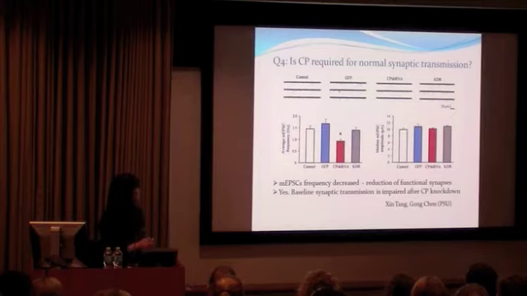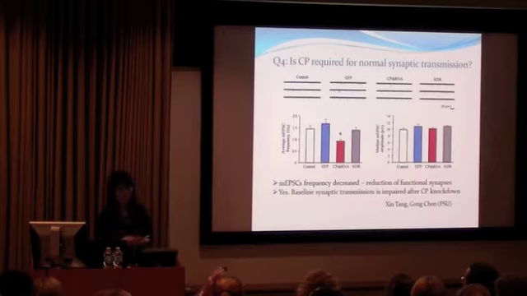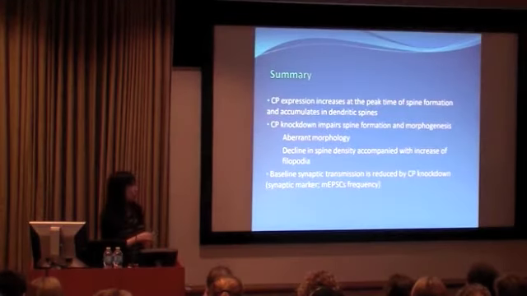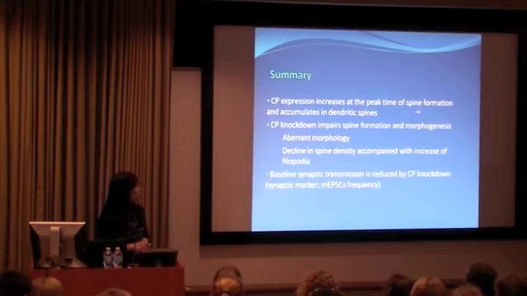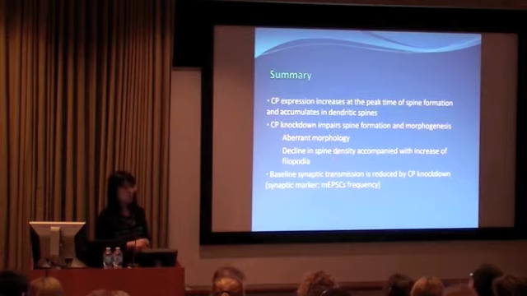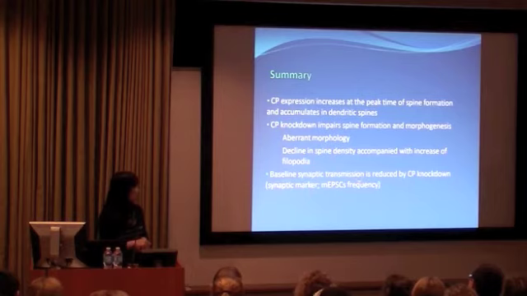So the answer to the question, is capping protein required for normal synaptic transmission? We think is yes, because baseline synaptic transmission is impaired after capping protein knockdown. So I'll summarize my data here. Capping protein expression increases at the peak time of spine formation and accumulates in dendritic spines. The knockdown of capping protein impairs spine formation and morphogenesis, as shown by aberrant morphology and decline in spine density. Also, baseline synaptic transmission is reduced after the knockdown.